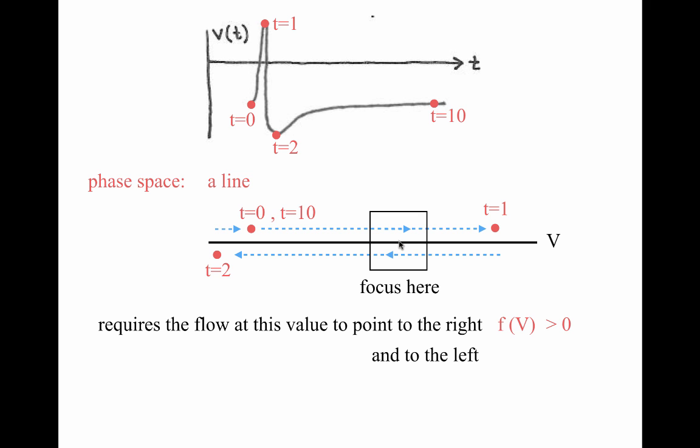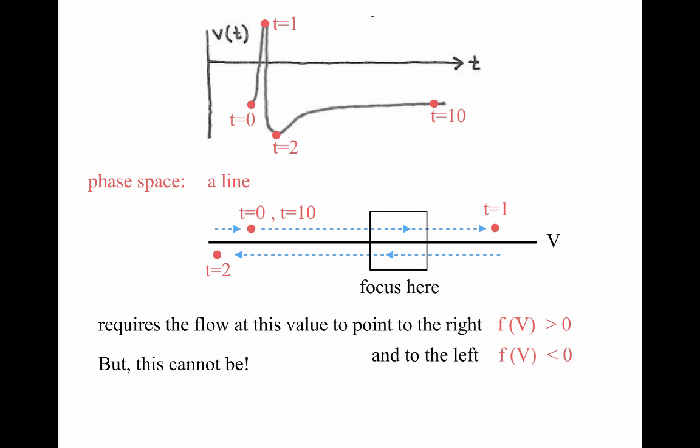Right? If we were to choose a voltage in here, it must also point to the left. So that means f of v in this interval must also be negative. So we need to find some function f such that if we choose a value of v within this black box, that function is both positive and negative. And I challenge you to find a function that's both positive and negative for some value of v chosen in this interval. Right? And it turns out this cannot be.